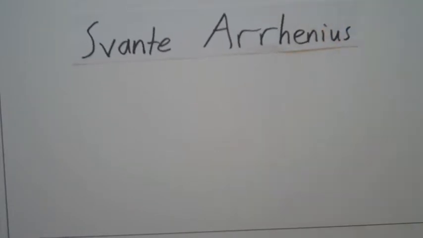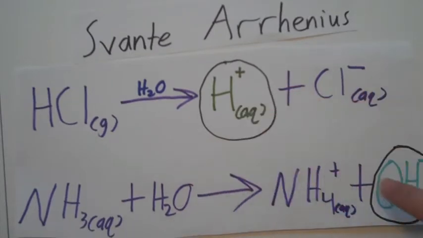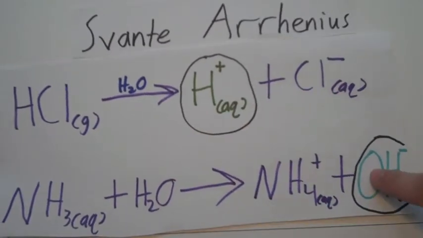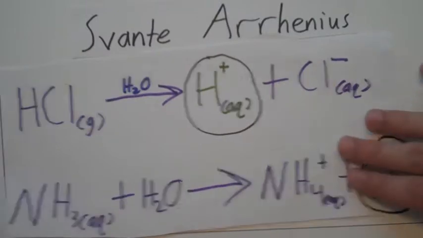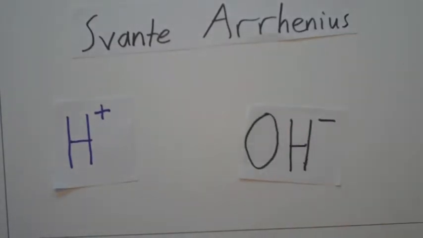A Swedish chemist by the name of Svante Arrhenius realized that when acidic solutions are added to water, they form hydrogen ions in the water. And when basic solutions are added to water, they form hydroxide ions. This makes sense when you look at the fact that the sour taste of acids comes from the hydrogen ions, and the bitter taste of bases comes from the hydroxide ions.